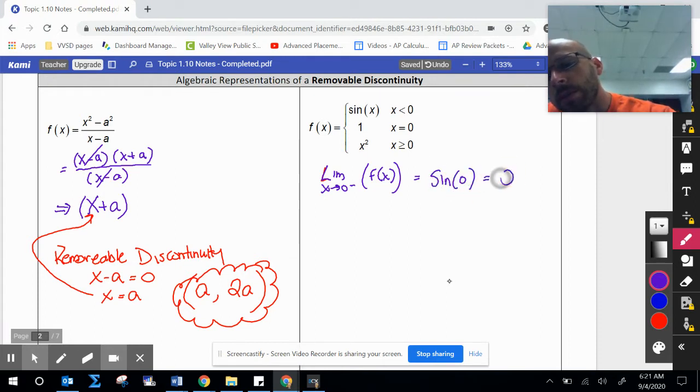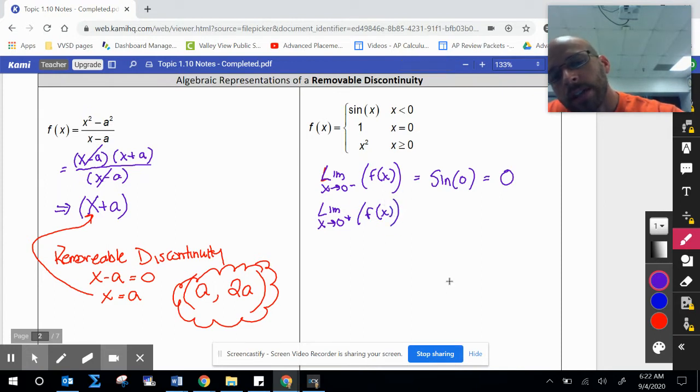And if you guys remember, sine of 0 is 0. I can say the limit as x approaches 0 from the right of f of x is going to be the quadratic, so 0 squared, which is still 0. So we know that the limit as x approaches 0, the two-sided limit, is going to be 0.